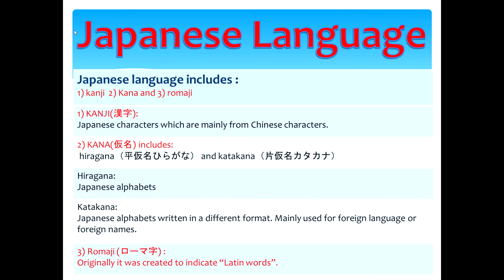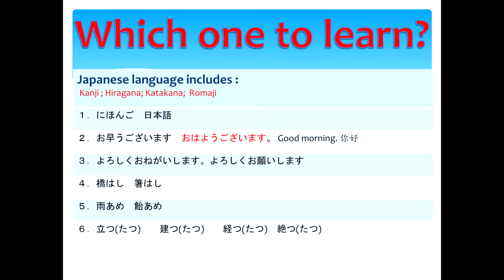Remember, the Japanese language includes kanji, and kana itself includes hiragana and katakana, and romaji. So mainly this is three parts. Now you know what the Japanese language is. So as a foreigner, what would you like to learn? The question is, which one to learn?